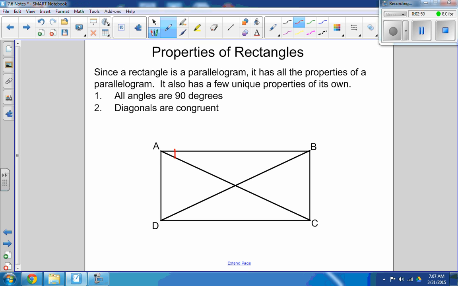All the angles are 90 degrees. So every angle is a right angle, and all the sides are perpendicular. But also, the diagonals are congruent. Now, if we combine that with the properties of a parallelogram, since the diagonals bisect each other and they're congruent, all these segments are congruent.